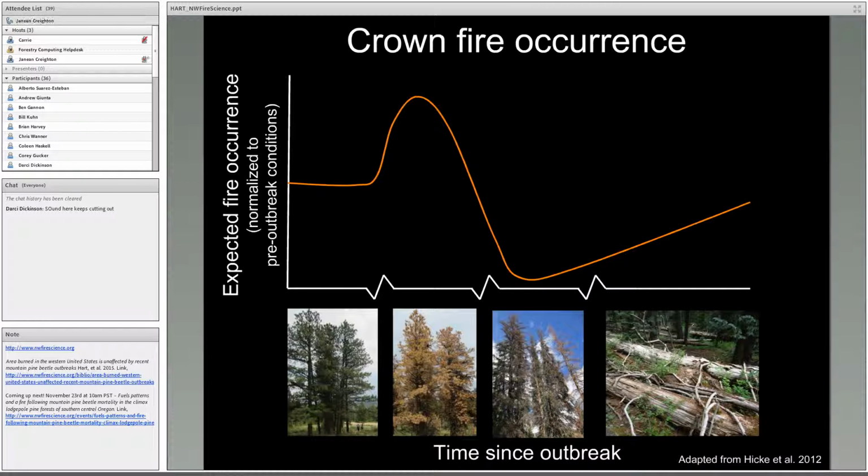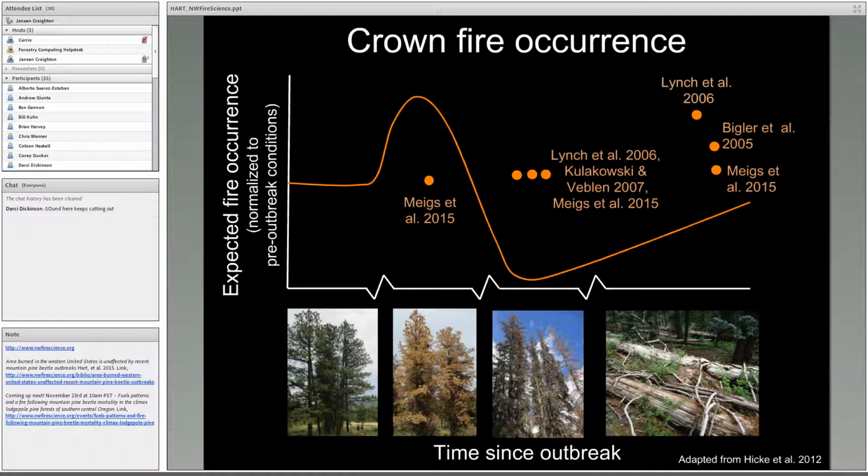So we expect that we might see amplified crown fire occurrence during the red stage as a result of those increased flammability of the needles. Then as the needles fall off the tree, we expect that there might be a decreased likelihood of crown fire occurrence due to kind of a lack of fuels in the canopy and a patchier distribution of canopy fuels. As we start to see trees regenerating back into that canopy, we then might expect to see increased crown fire occurrence.